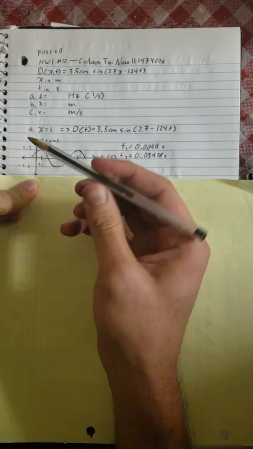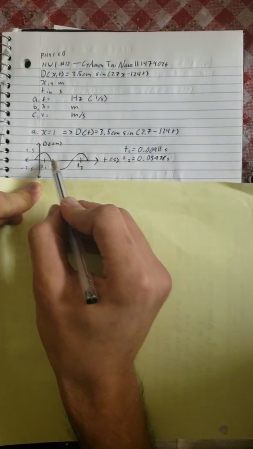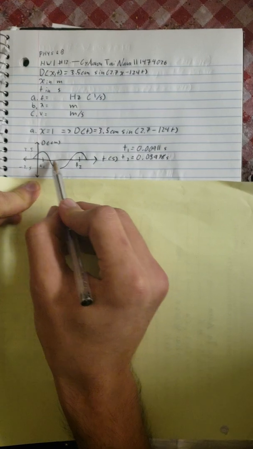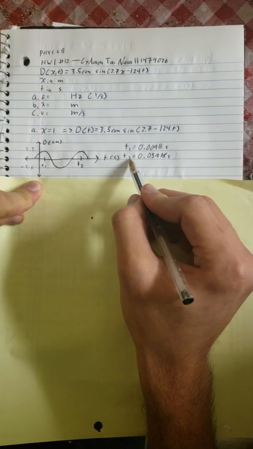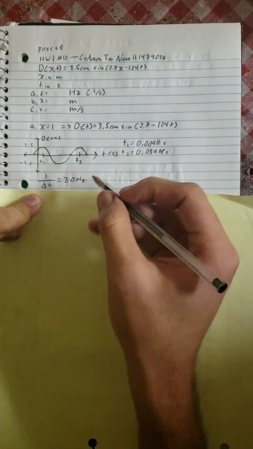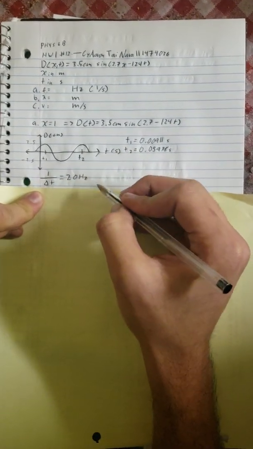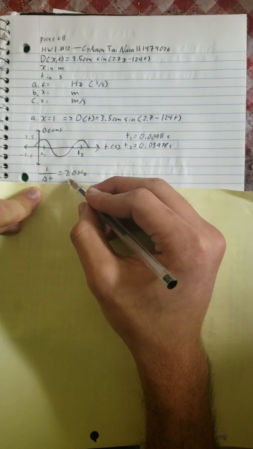At this one position on our string, it takes from time t2 to t1 to go one full wavelength. Here we have t2, here we have t1. 1 over delta t, which is the time required to go one full wavelength, is 20 hertz.